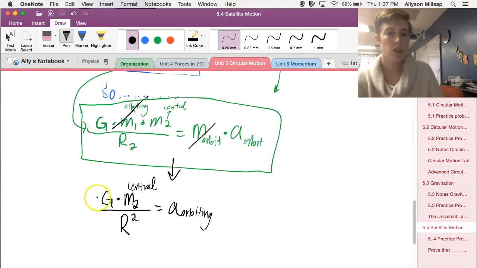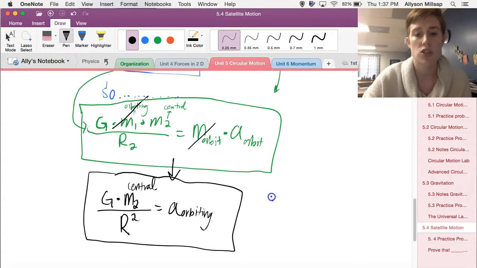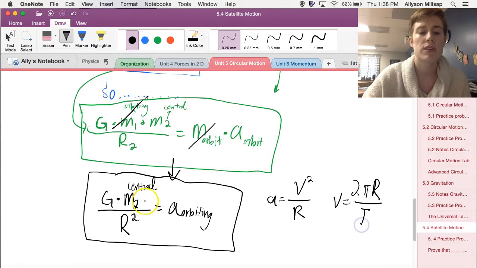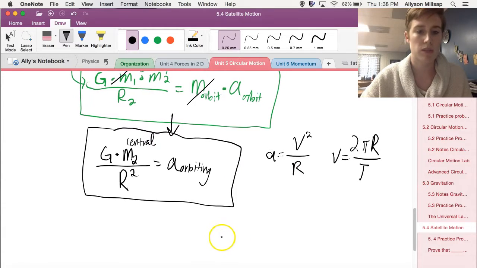Okay. So this is the formula we're going to be using now, in addition to our formula for acceleration, which we learned a while ago, and our velocity formula, which we learned a while ago. So we're going to be using these three equations from now on when we're doing satellite and orbiting motion.